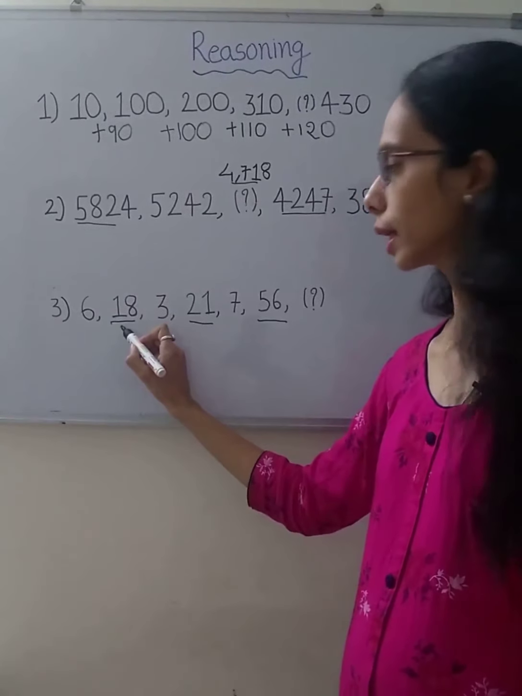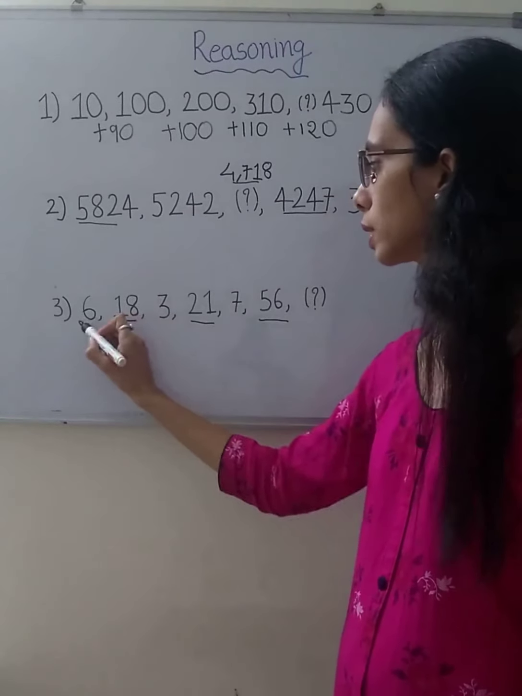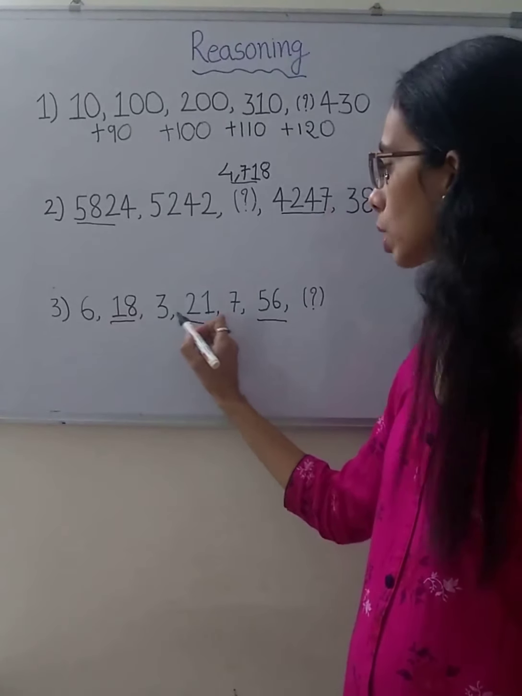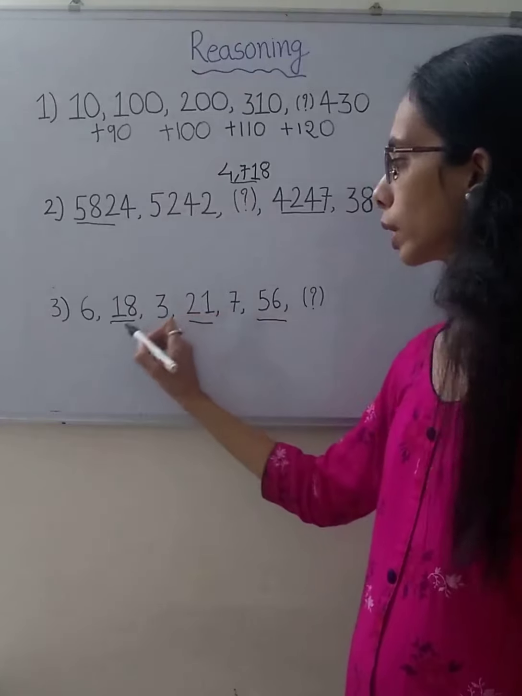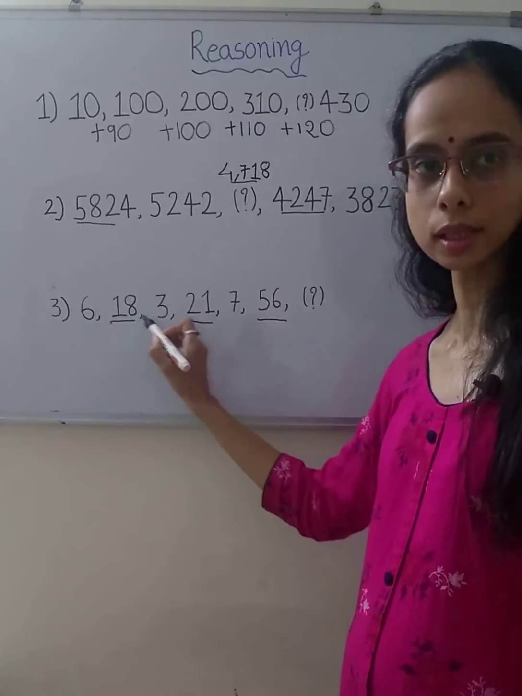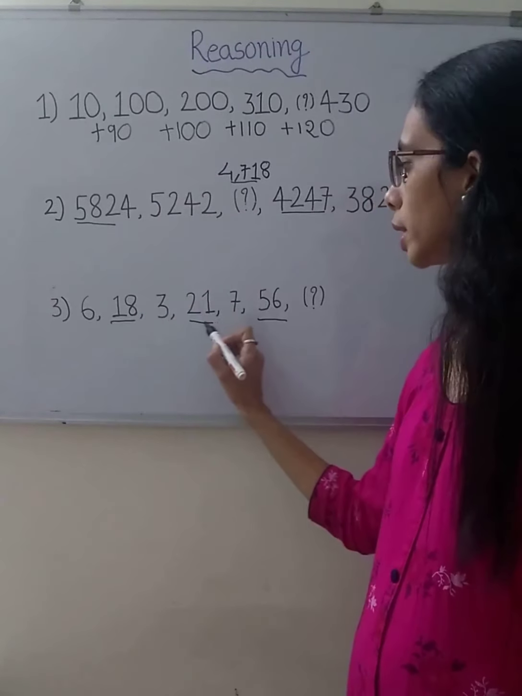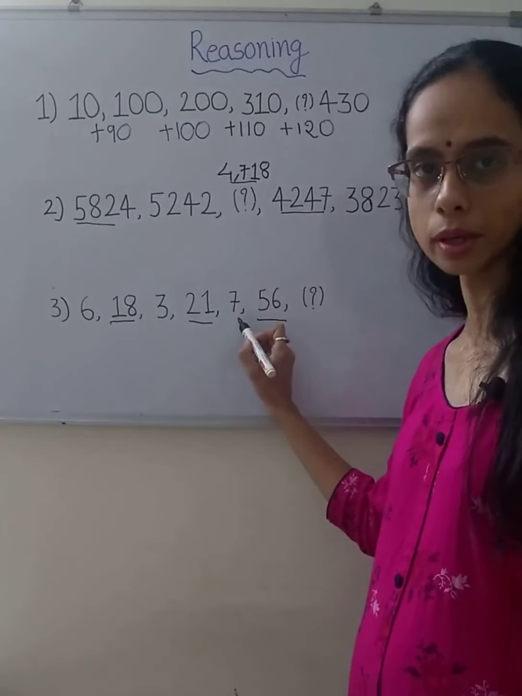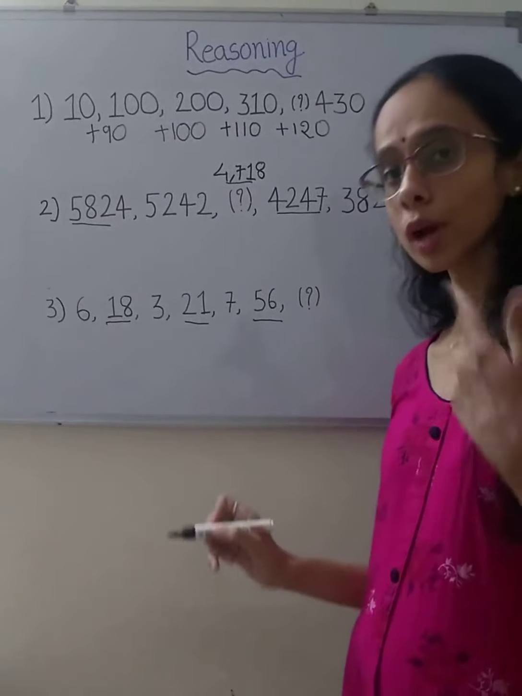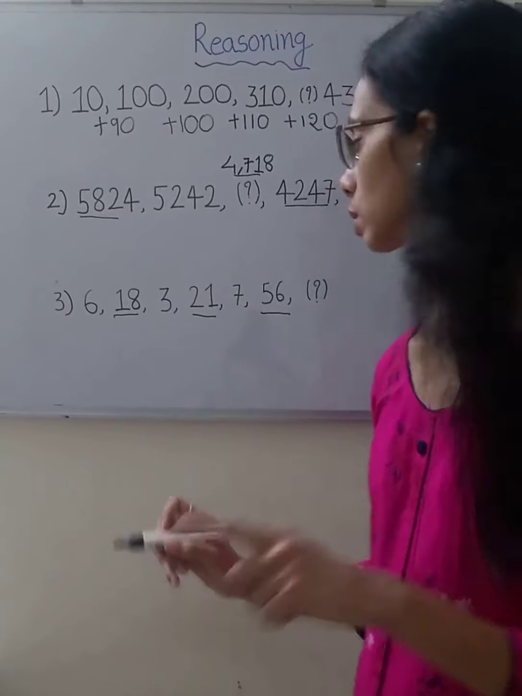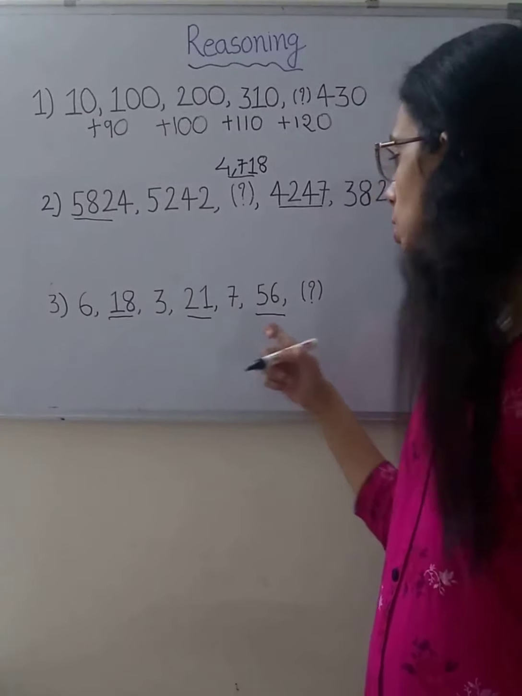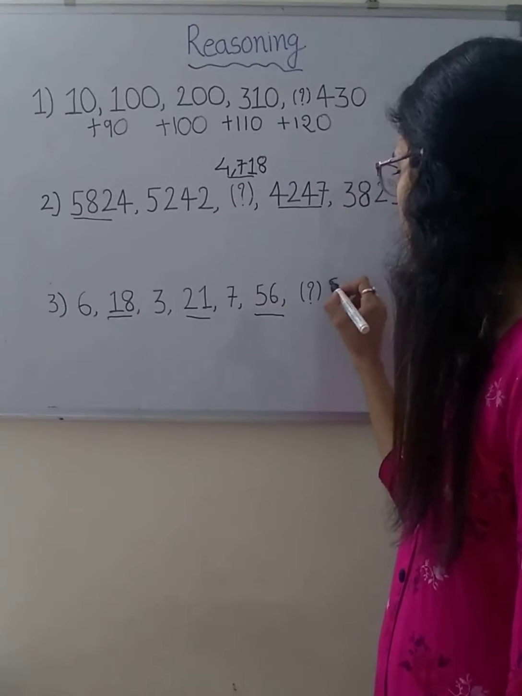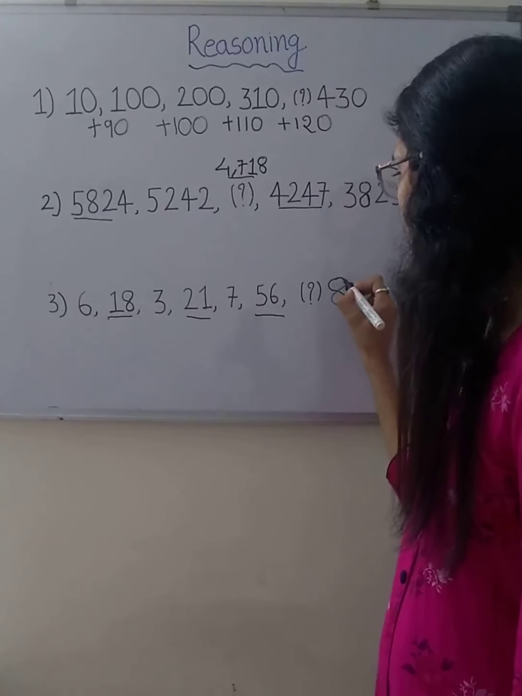Here you can see that 18 is between 6 and 3. 21 is between 3 and 7. So 18 is the product of its two adjacent numbers, 6 and 3. 21 is the product of its two adjacent numbers, 3 and 7. And 56 is the product of its two adjacent numbers, where one has been given as 7. So what will be the answer? It's so simple, friends, it would be 8.